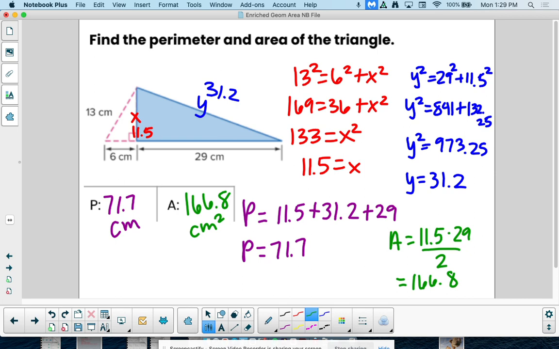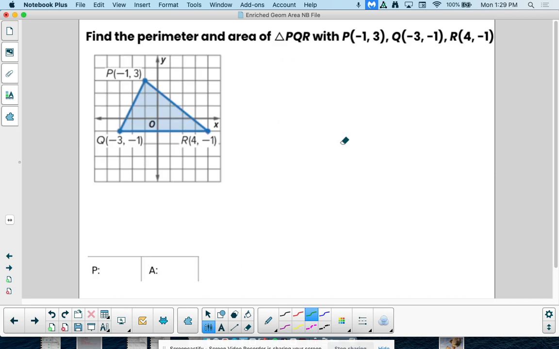Okay, last one. We're gonna divide and conquer. We're on the coordinate grid. We're looking for perimeter and area. Can we count the length of QR? Yeah, that's easy. Okay, what is it? 7 minus 3, 7.